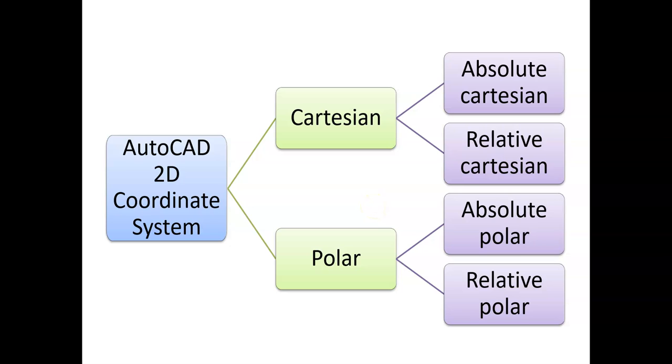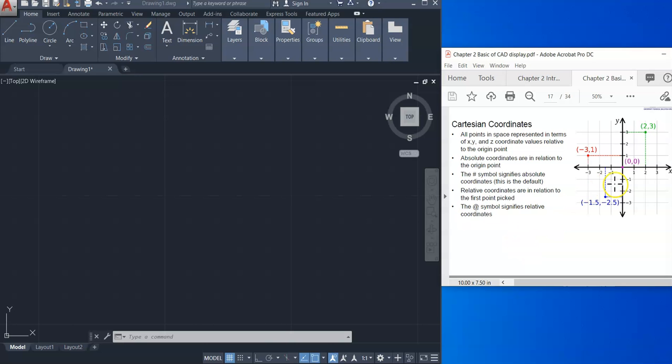I'm going to show you how the different coordinate systems will require you to use different types of command in AutoCAD. In Cartesian coordinates, you are familiar with the x and y axis, which represents each point in the space in terms of the x and y coordinate, relative to the origin point, 0, 0.